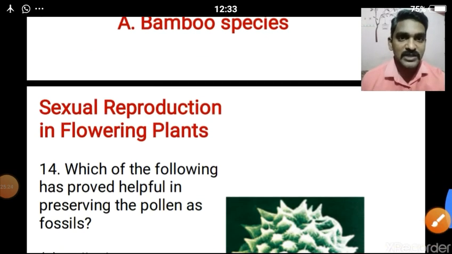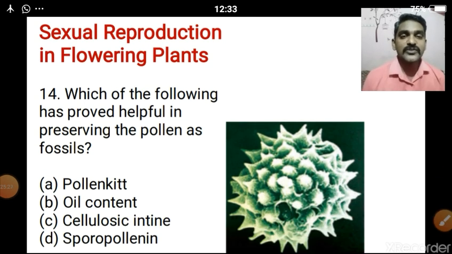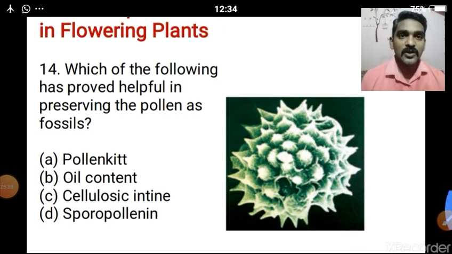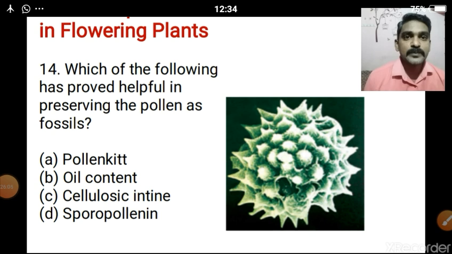Okay, and then if you go to the next question, sexual reproduction in flowering plants. This question asks, which of the following has proved helpful in preserving pollen as fossils? Before going to that, you should know what pollen is. Pollen is produced in the flowers. We have male and female parts. Anther is the male reproductive part in the flower. So anther produces the pollen grains. That is a male gamete. Male gametes will be present inside. It develops the pollen tube, which will be transferred into the ovary and then into the ovule, where the fusion will be taking place. So this pollen can be preserved as fossils.